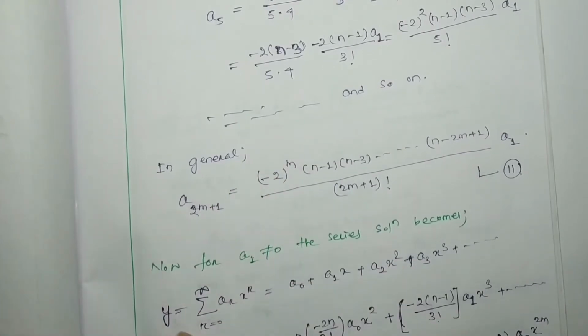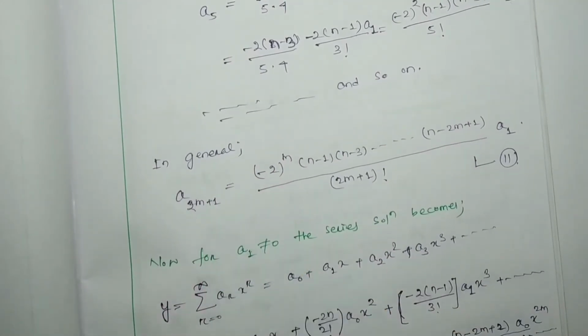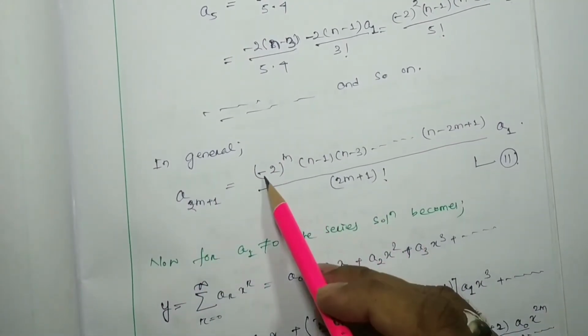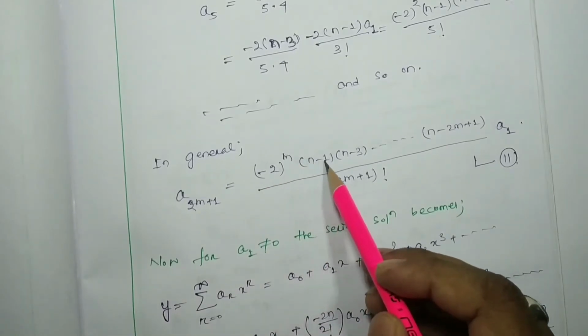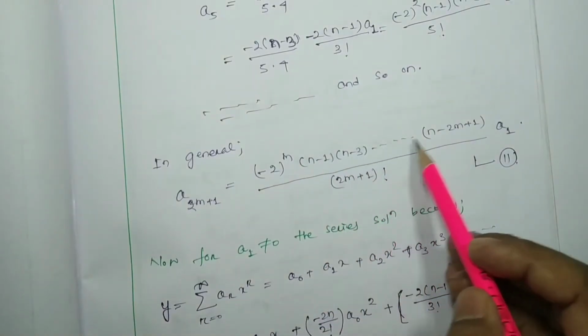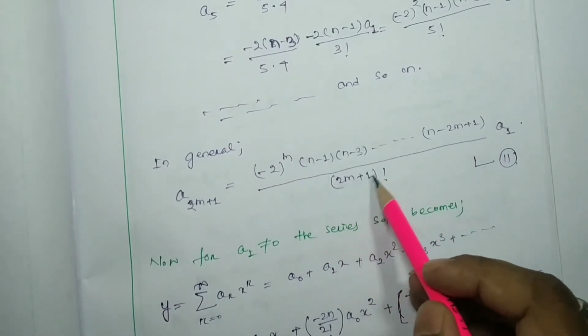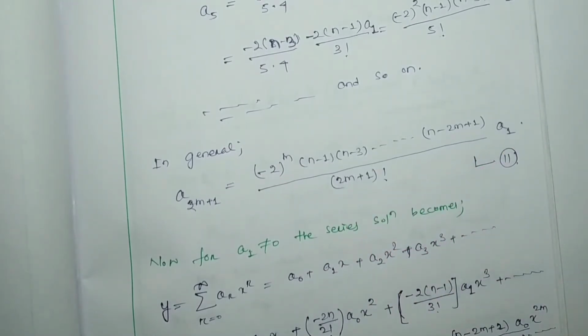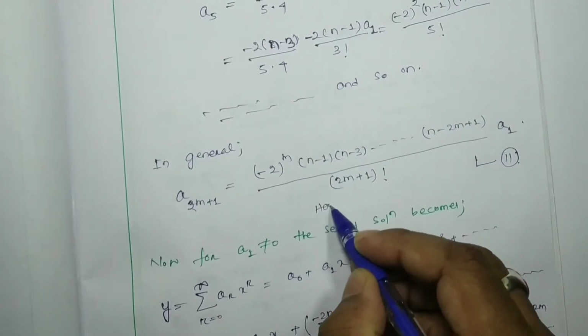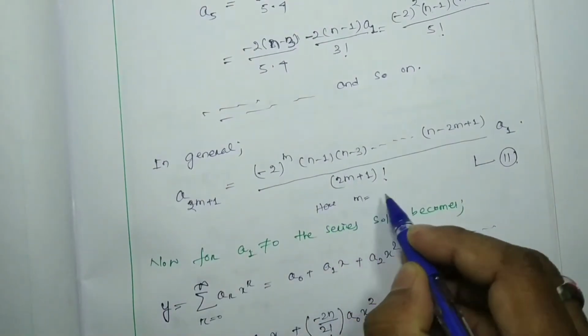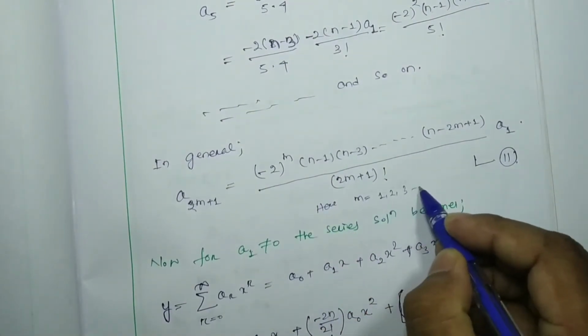In general, we can write a2m plus 1 is equal to minus 2 to the power m n minus 1 into n minus 3 up to n minus 2m plus 1 whole divided by 2m plus 1 factorial into a1. Here you just write, here m is equal to 1, 2, 3 and dot dot.